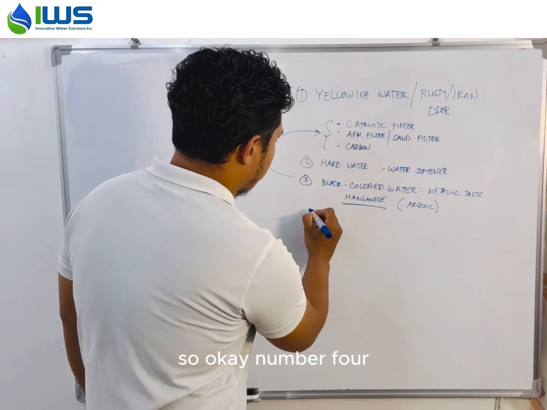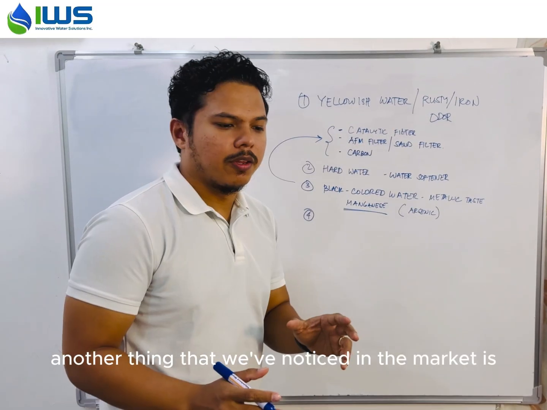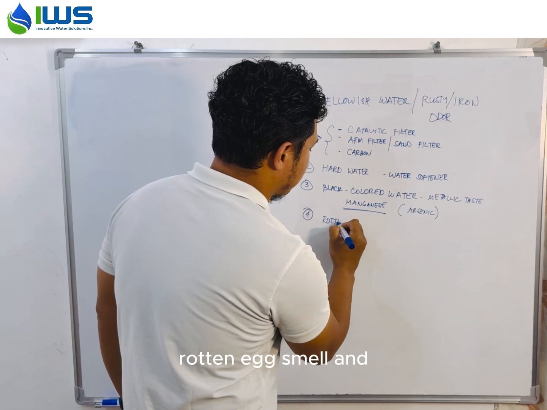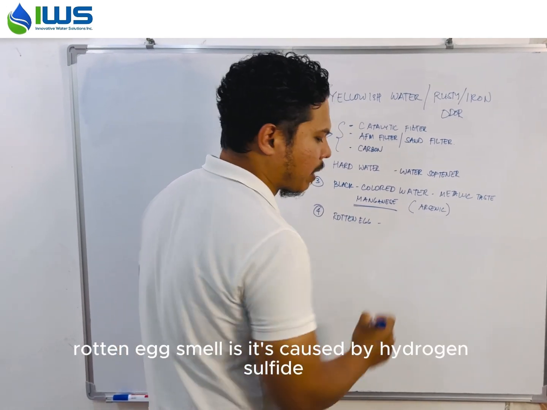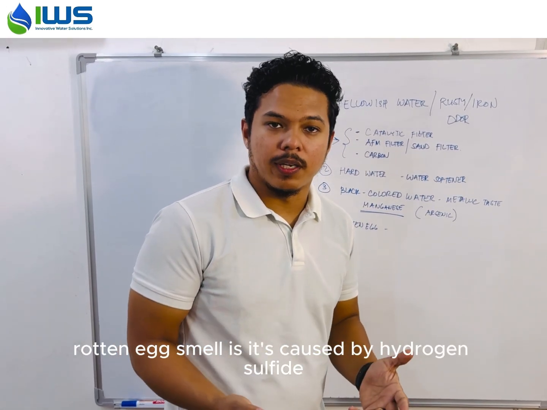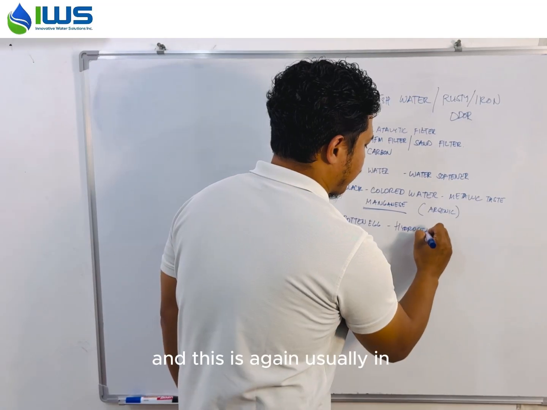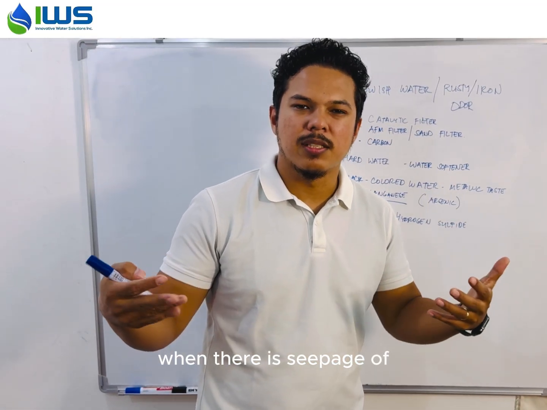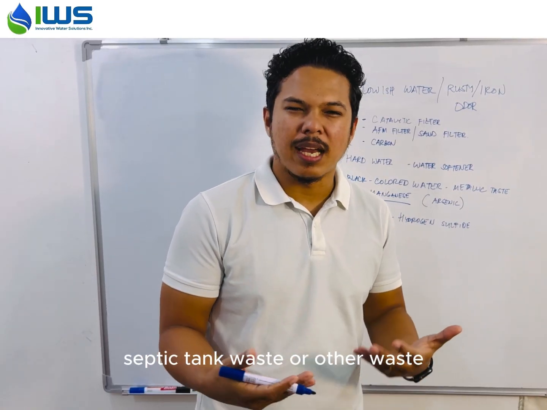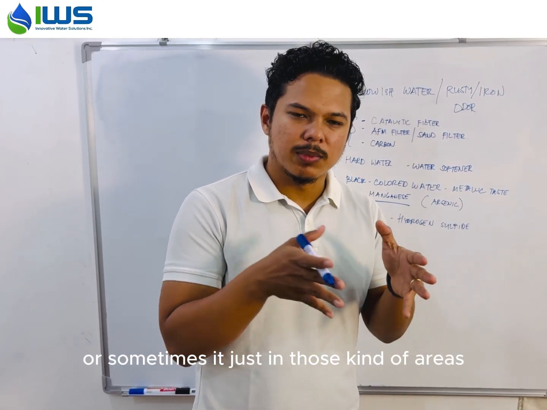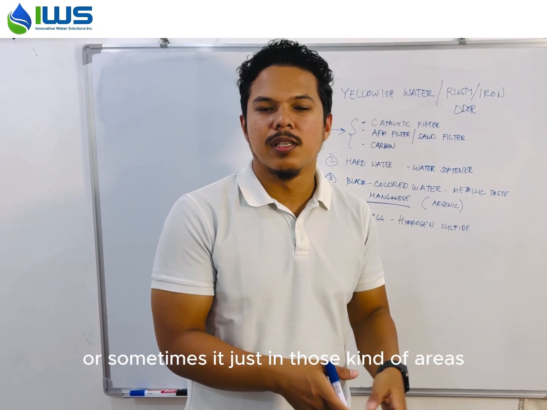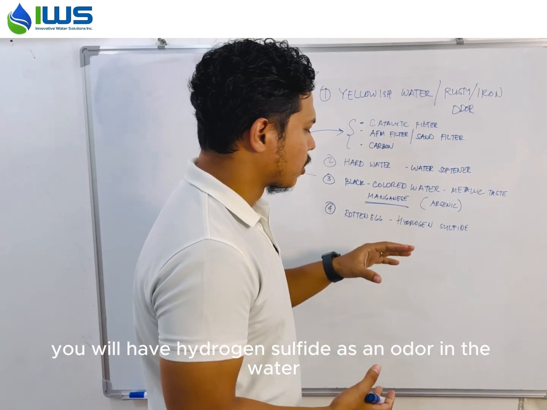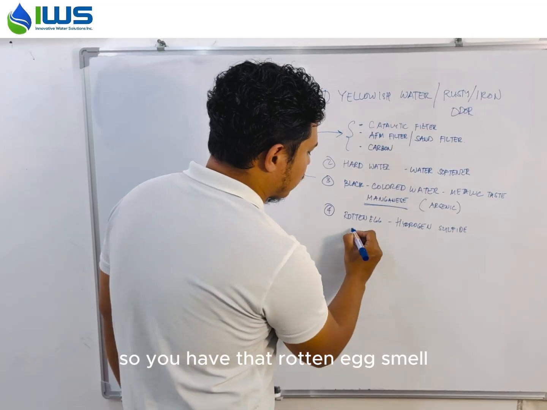So, okay, number 4. Another thing that we've noticed in the market is a rotten egg smell. And a rotten egg smell is caused by hydrogen sulfide. Okay, this is again usually in deep well waters when there is seepage of septic tank waste or other waste, or sometimes it's just in those kinds of areas where you will have hydrogen sulfide as an odor in the water. Okay, so you have that rotten egg smell.